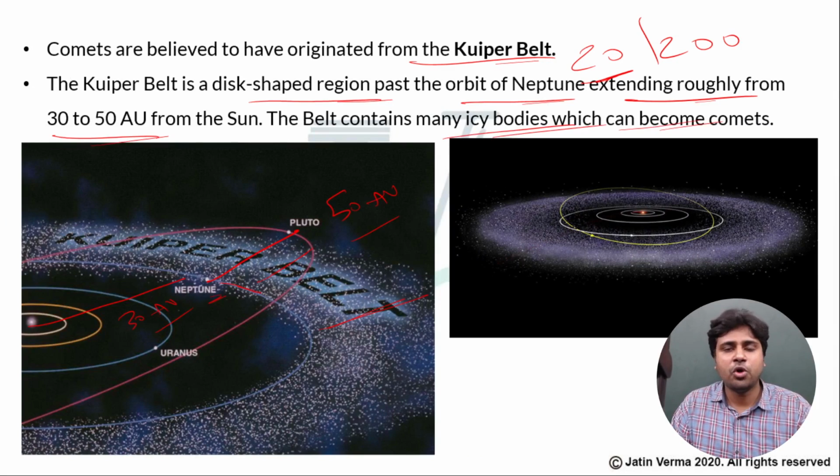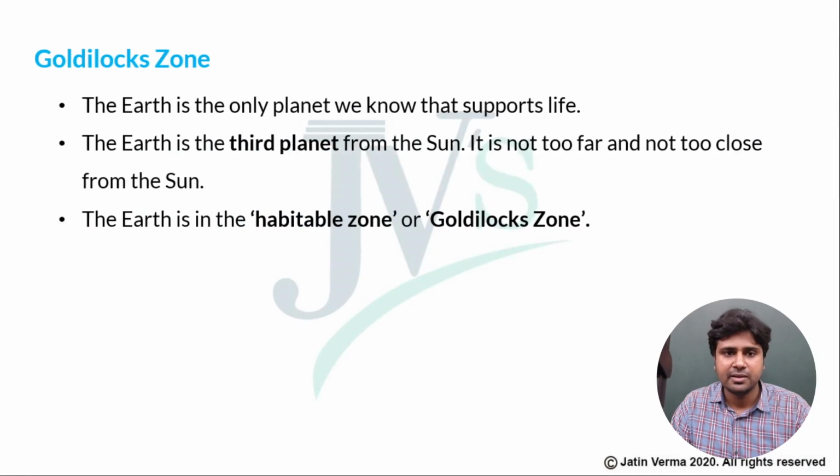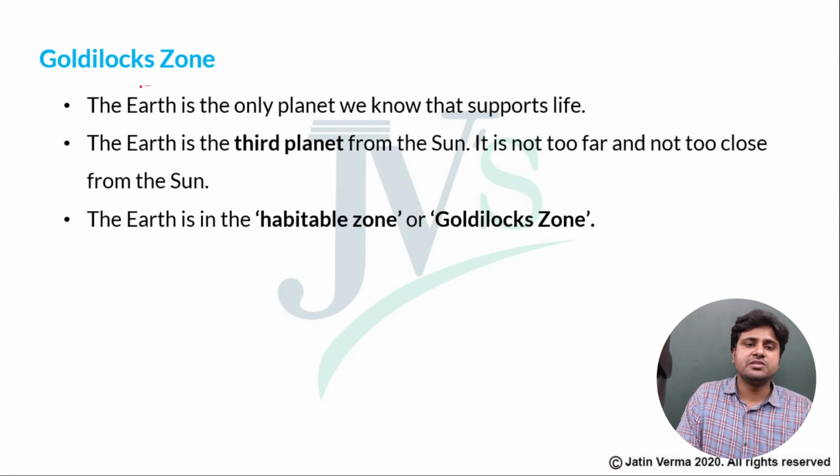So I hope you understood what are comets and what is Kuiper Belt. All these concepts are very important. These have been asked in the exam previously. So please don't take them lightly. Now, what is Goldilocks Zone?